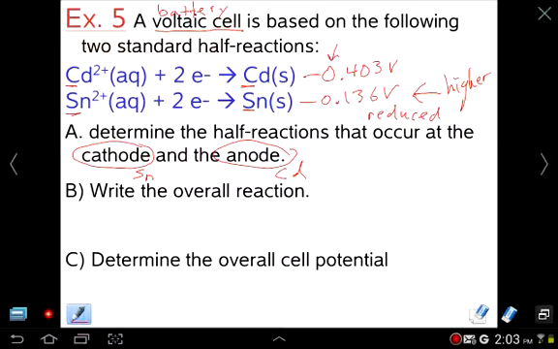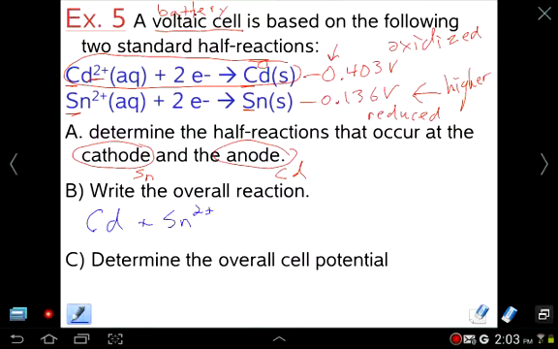Now when we write the overall reaction, we have to flip the one that's being oxidized, because here cadmium is shown as being reduced. It's going from a 2 plus down to a 0. So we have to flip it because we've determined that it has to get oxidized. And as we flip it, we can put the two reactions together. So I'm going to just do this in one fell swoop, and what you'll see is that the elemental cadmium will be on the left side, along with tin 2 plus, and then cadmium 2 plus will be on the right side, along with elemental tin. The two electrons actually get cancelled out. And so this is our overall reaction.